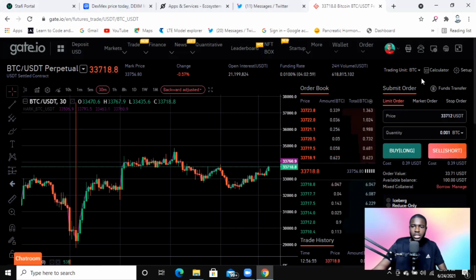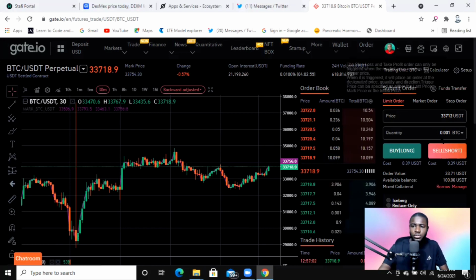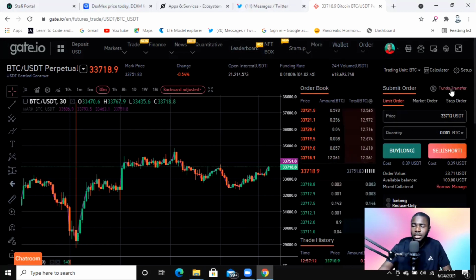So I'm going to come to the calculator. Well, basically, I would also like to state that if you want to transfer funds into your futures account and you don't want to have to go to your wallet and click on deposit, the whole long process, you can simply click on funds transfer here and transfer within different accounts in the Gate exchange, right?